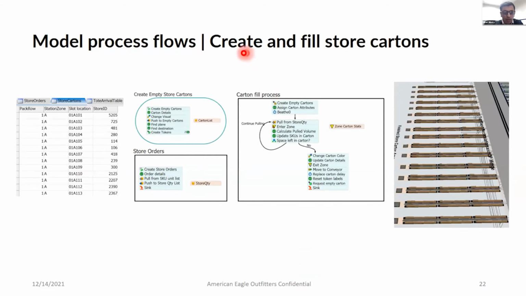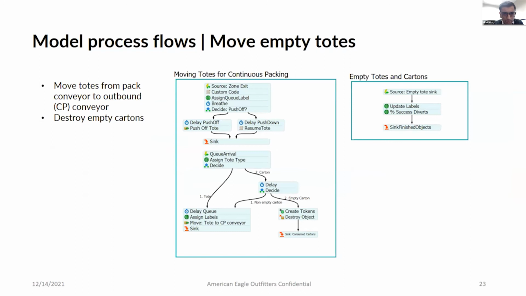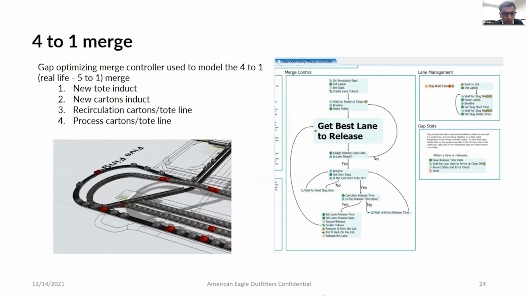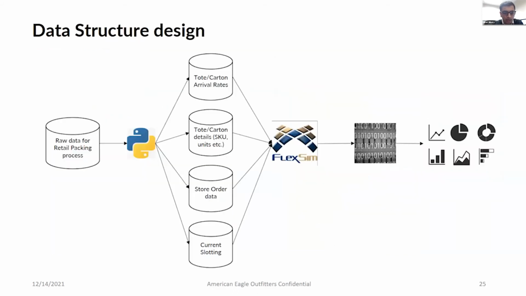This was one of the main processes in this model where empty cartons are pulling units from the tote. So when the tote comes to a station, an empty carton will have a pull query, and then once the unit gets available, it's going to pull from the tote. Just some extra process flows. And then this 4:1 merge, I used the gap optimizing merge controller to make sure the logic I had to build was captured in that.